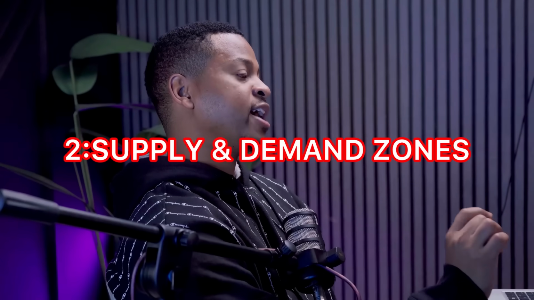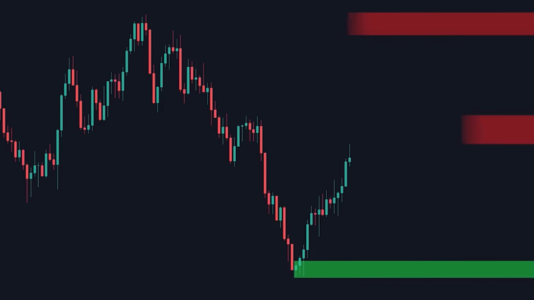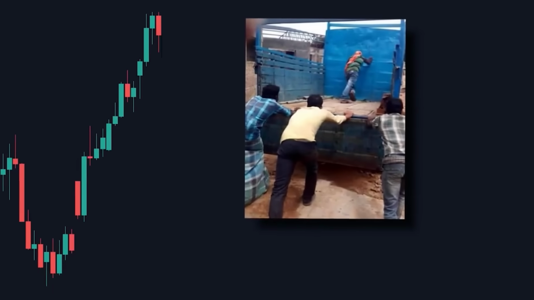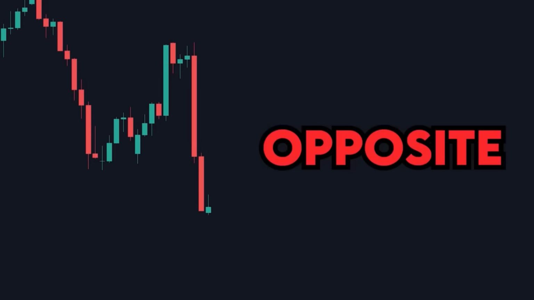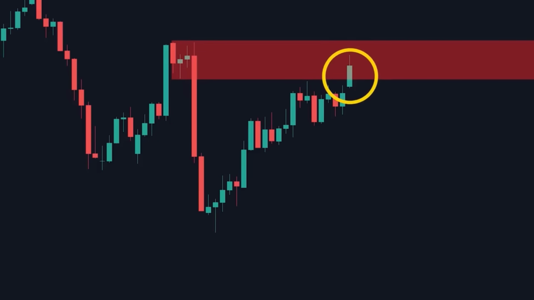Now that we understand market structure, step 2 is identifying supply and demand zones. It's simple. In an uptrend, we look for demand zones. In a downtrend, we look for supply zones. You want to buy from demand and sell from supply. Here's why. When price makes a big move upwards from a certain zone, that tells us buyers were aggressive at that level. So if price returns to that area, buyers will likely step in again. Same thing with supply. If price dumped hard from a zone, that means sellers dominated. When price comes back, sellers may reappear.